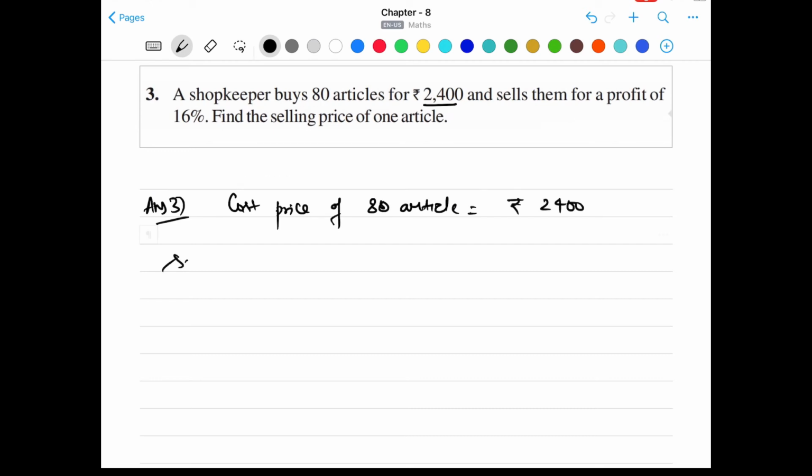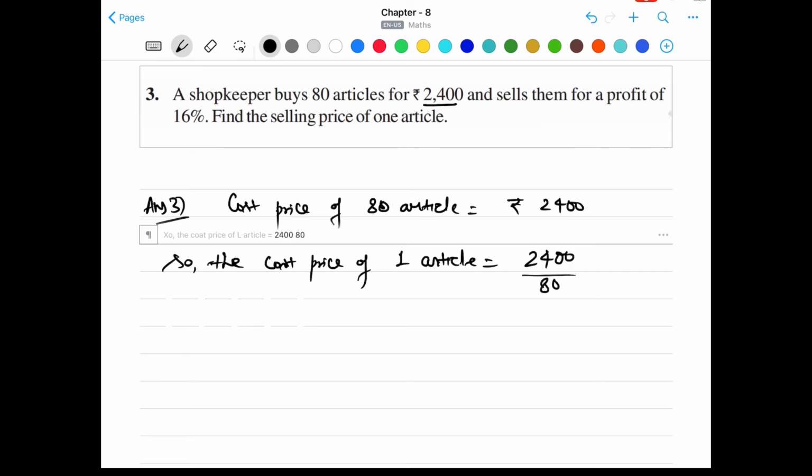So the cost price of one article will be rupees 2,400 divided by 80, and when you solve this, you will get the result as 30 rupees. Therefore, the price of one article is equal to 30 rupees.